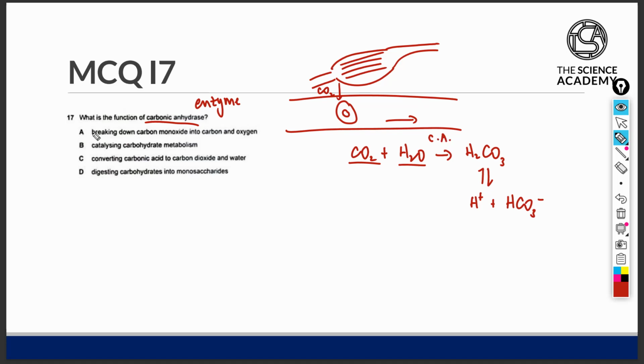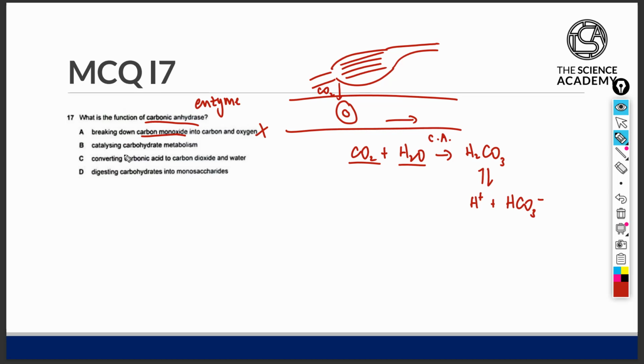Statement A states that carbonic anhydrase breaks down carbon monoxide into carbon and oxygen. This is not true. There is no enzyme in our blood that helps to break down carbon monoxide, and carbon monoxide actually binds favorably to hemoglobin to form carboxyhemoglobin, and that lowers the oxygen carrying capacity of our red blood cells, and therefore carbon monoxide is known as a toxic gas to us.